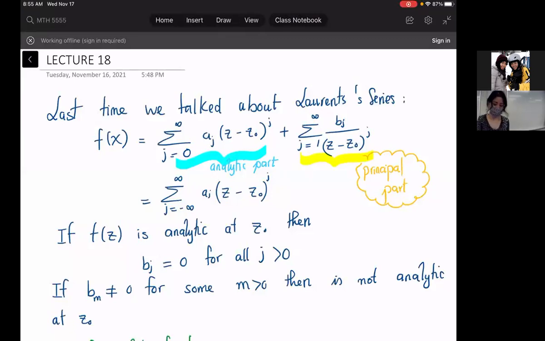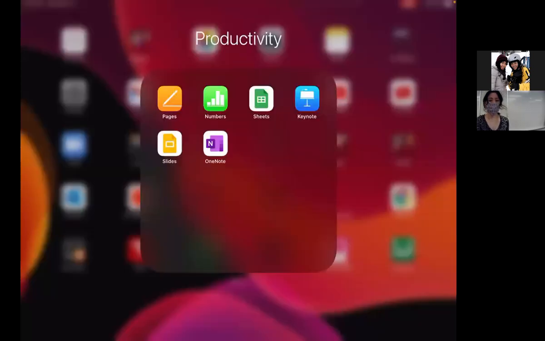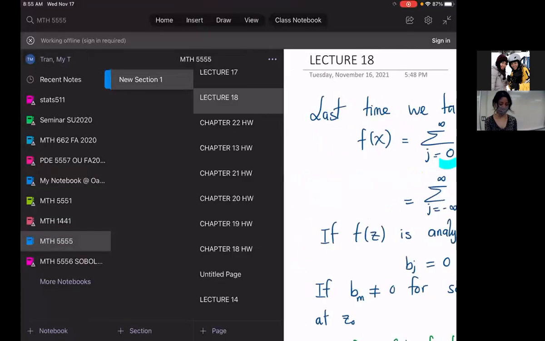When I use OneNote to write, it looks nice on the laptop or the computer, but when you try to print it out, it's very tiny. So I'm still debating. I'll use it. It's fine.